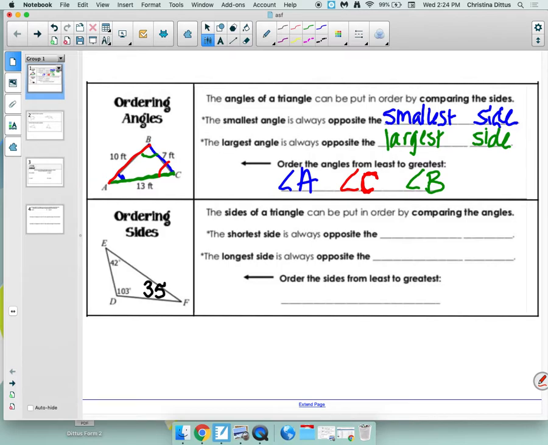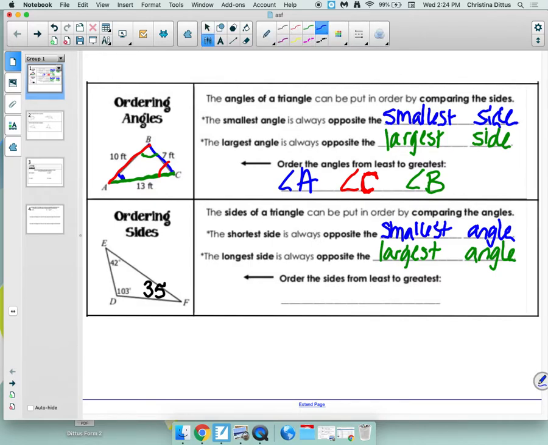Okay. So we're literally going to copy most of this down. Shortest side opposite the smallest angle. Largest side opposite the largest angle.